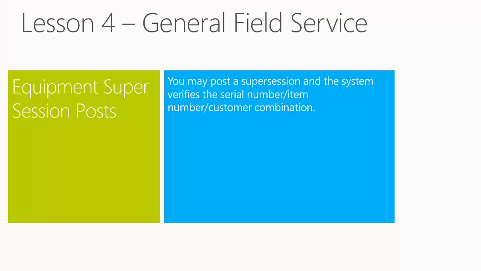Lesson 4. Equipment supersession posts. You may post a supersession and the system will automatically verify the serial number, item number, and customer combination. If the serial number, equipment number, and item number already exist in the equipment master for another customer, you'll receive the message, "This serial and item number already exists. Please try another combination."